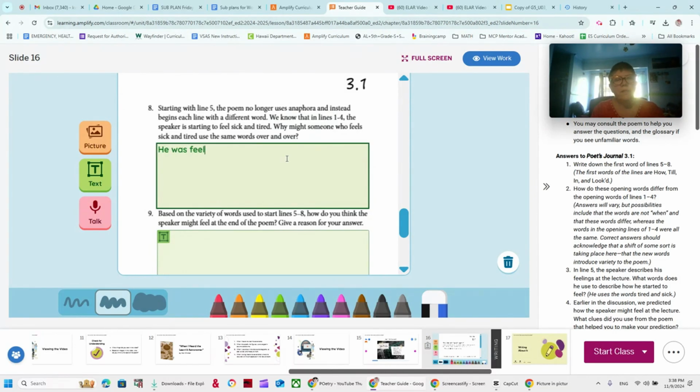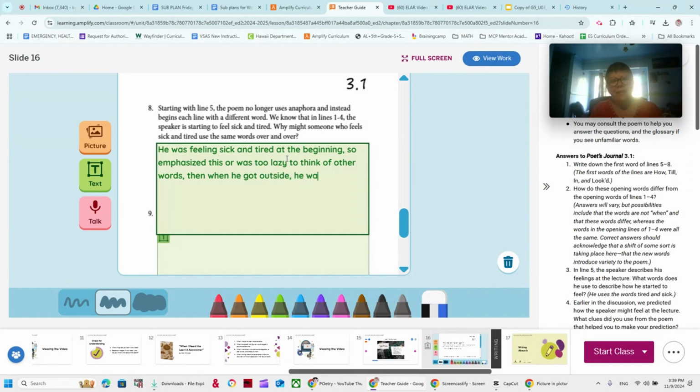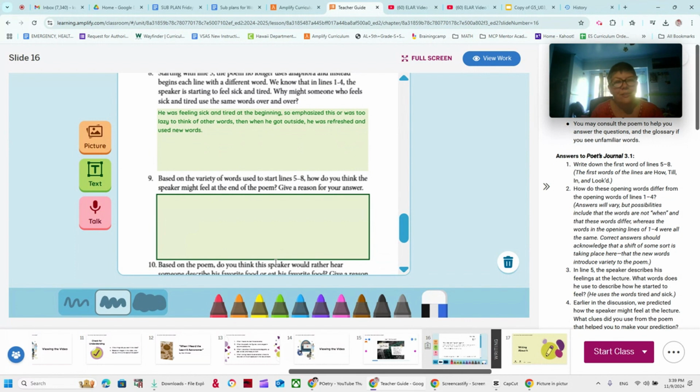He was feeling sick and tired at the beginning. So emphasized this, or was too lazy to think of other words. I don't know. He's trying to show that he's tired. Then when he got outside, he was refreshed and used new words. I don't know. Something like that is your opinion. So as long as you wrote something that makes sense, make sure you have something there.